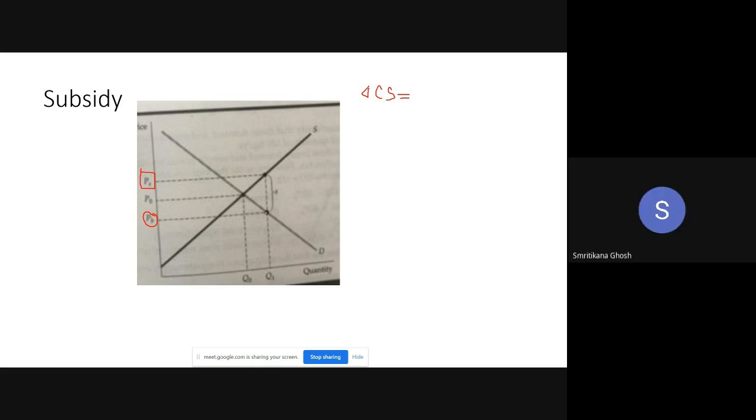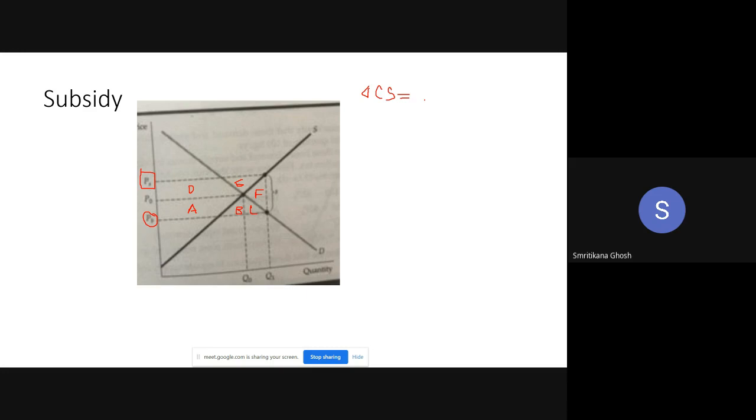Now the change of consumer surplus. Again, the area below, I have to write. A, B, I don't know whether these are all needed or not. Let me write them first. T, E, F.